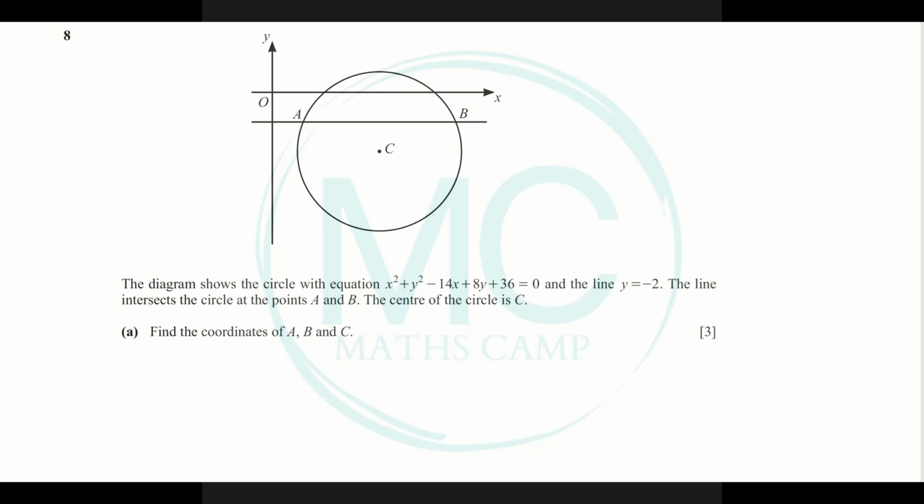Let's start with the center C, because we can find these coordinates from the equation of the circle. The coefficient of x gives us the x coordinate of the center. We have negative 14. To find the x coordinate, divide by 2 gives us negative 7, and change the sign, which gives us positive 7. The coefficient of y gives us the y coordinate. We have 8. Divided by 2 gives us 4. Change the sign, and we get negative 4. These are the coordinates of the center C. So let's put them into the diagram.